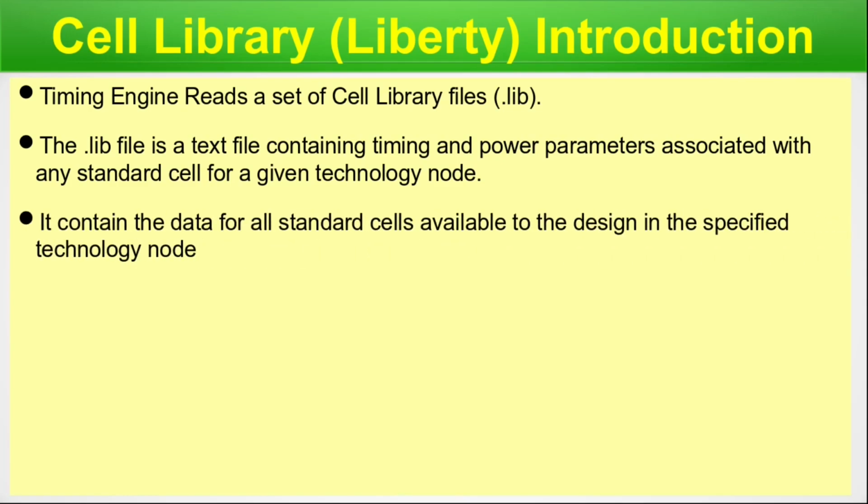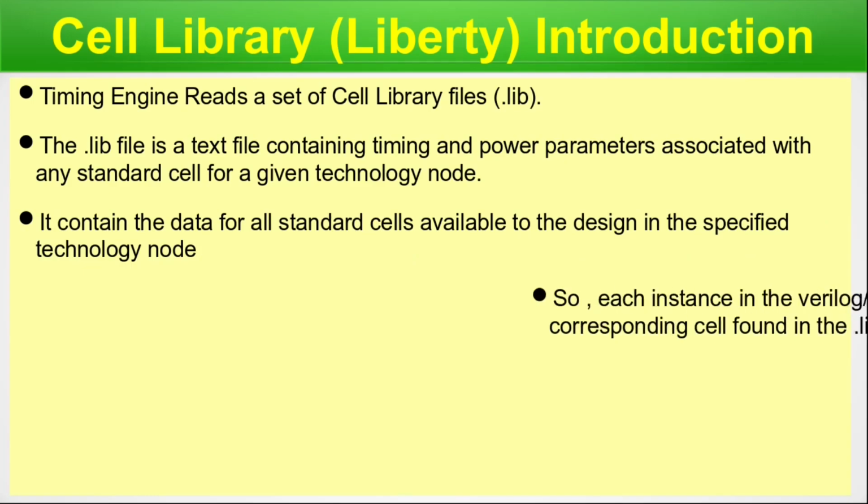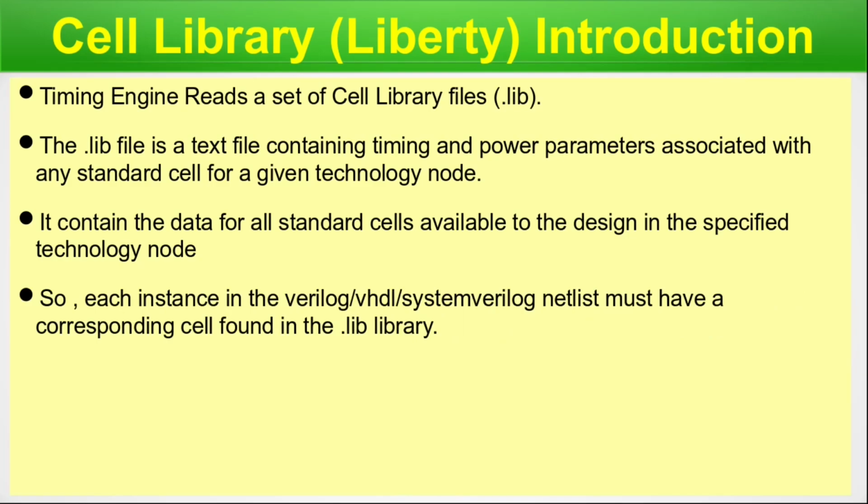It contains the data for all standard cells available in the design in the specified technology node. I have just mentioned it. So each instance in the Verilog, VHDL or SystemVerilog netlist must have a corresponding cell found in the .lib library. So guys, whenever you are reading the files inside your timing engine, you load your Verilog file, then you load your .lib file. That loading of these files will go to the temporary live database, that is the design database, with the timing shell, which will automatically map the corresponding Verilog instance and its corresponding cell section from the .lib file.